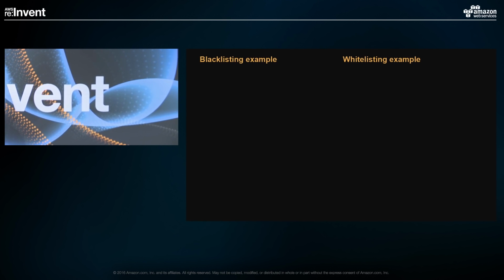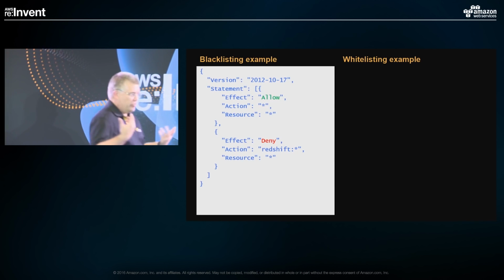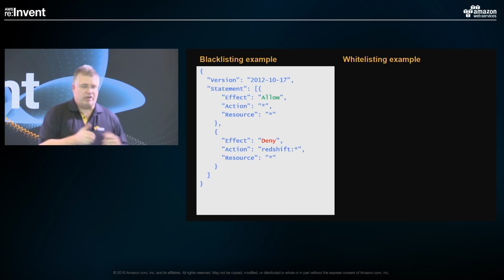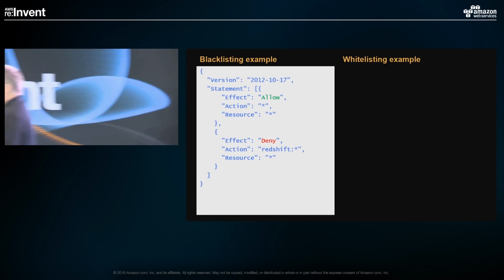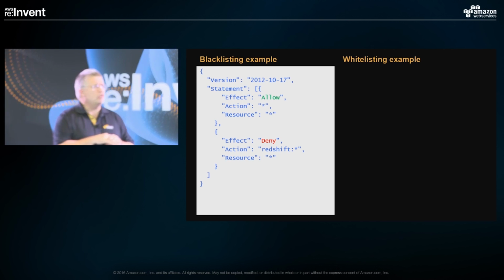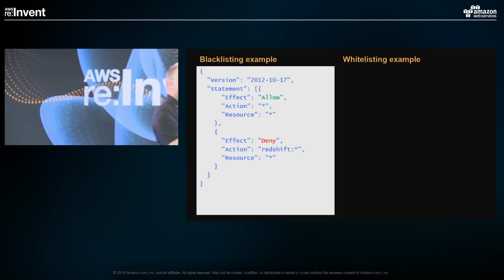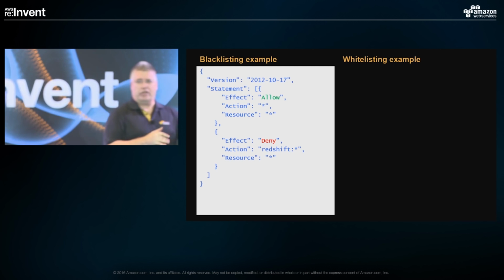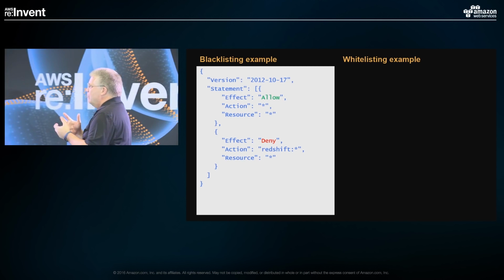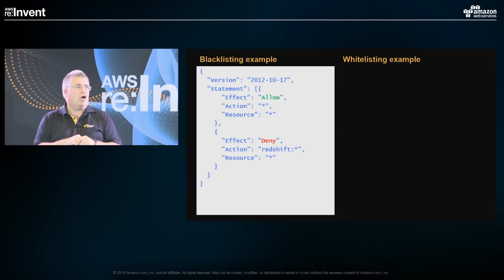Let's show some examples, a blacklisting example. This is what a blacklisting example looks like. It says allow star, block Redshift, deny Redshift. Now, when you look at this policy, you're probably going to go, that looks familiar. It looks like an IAM policy. This is for the JSON geeks. I'm one. This is an IAM policy.